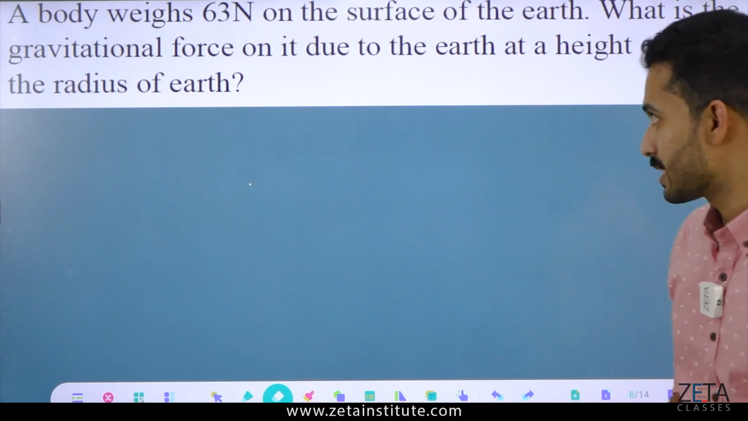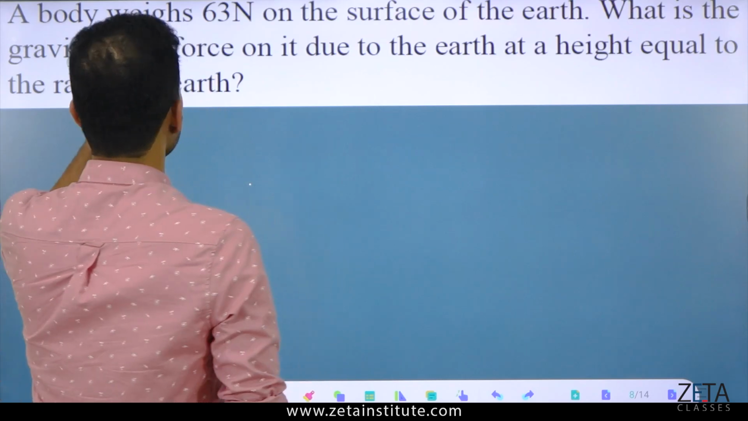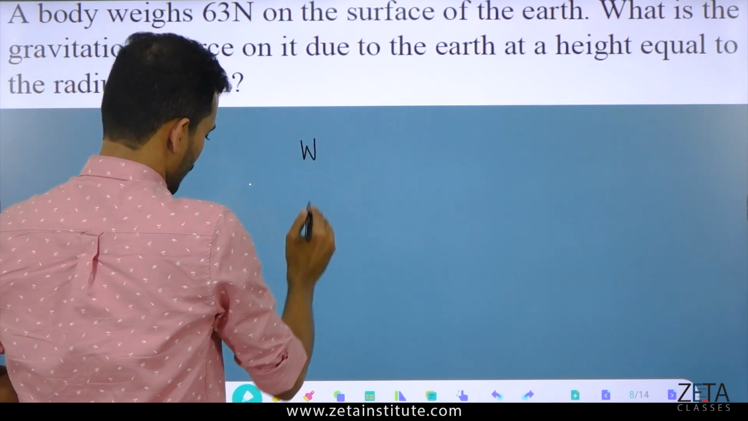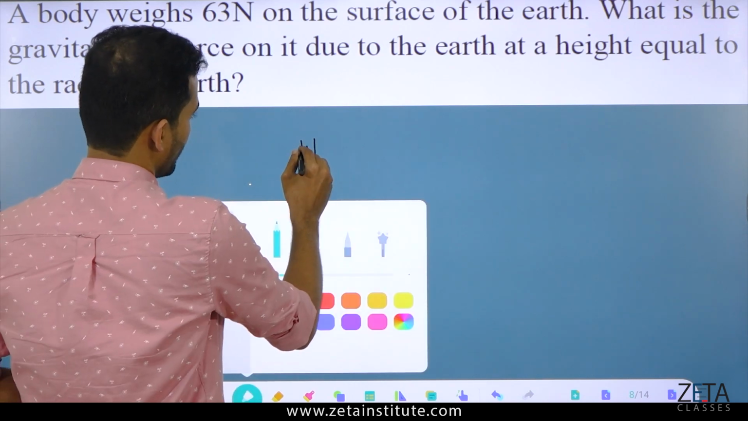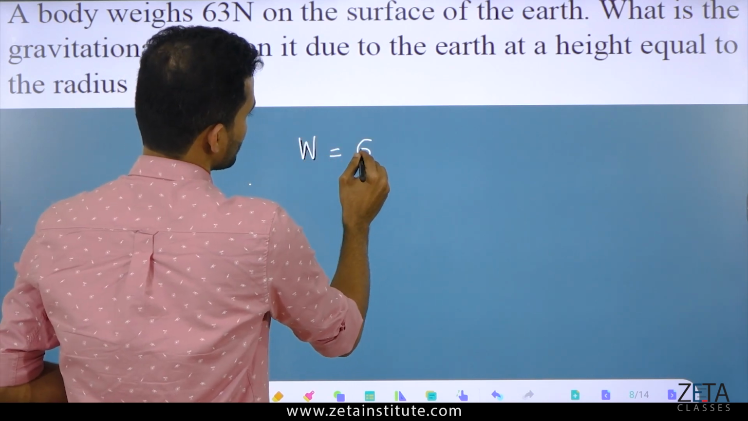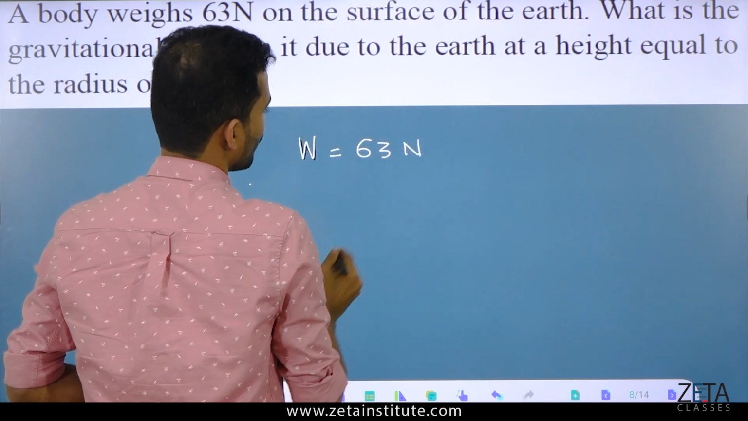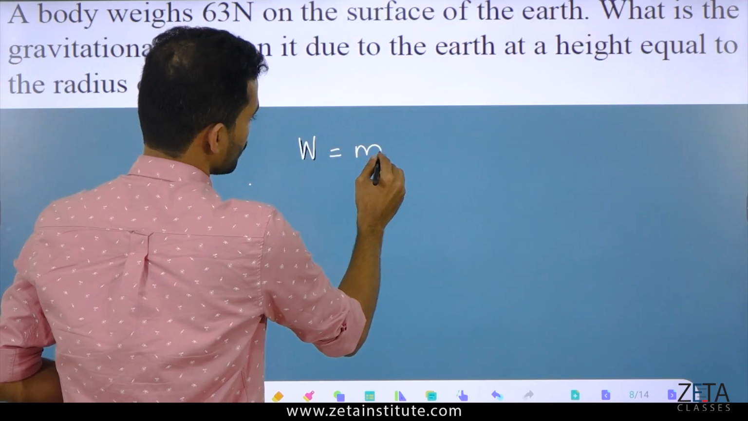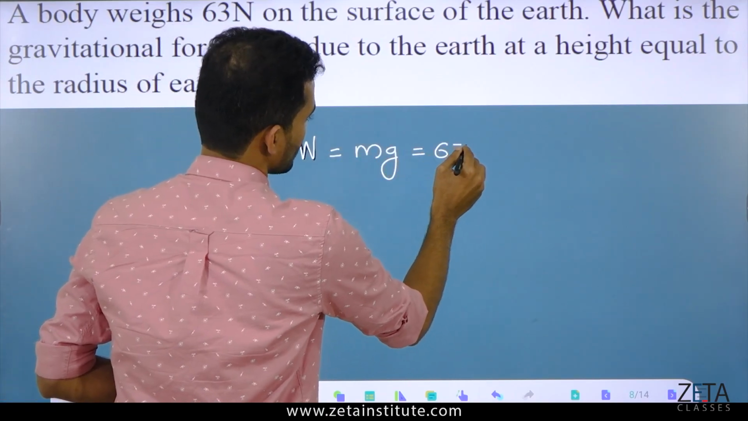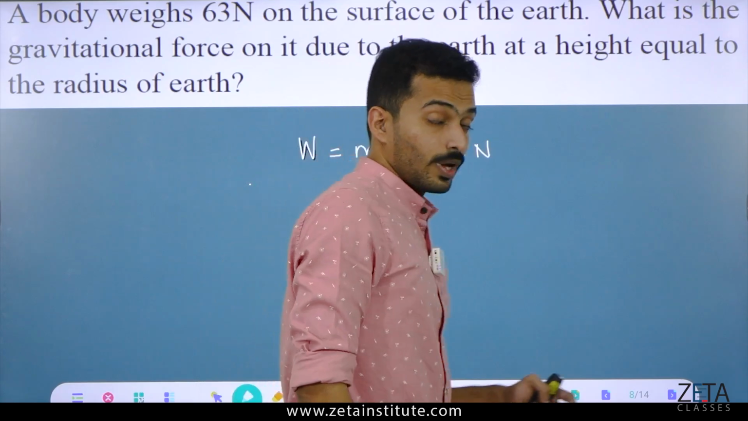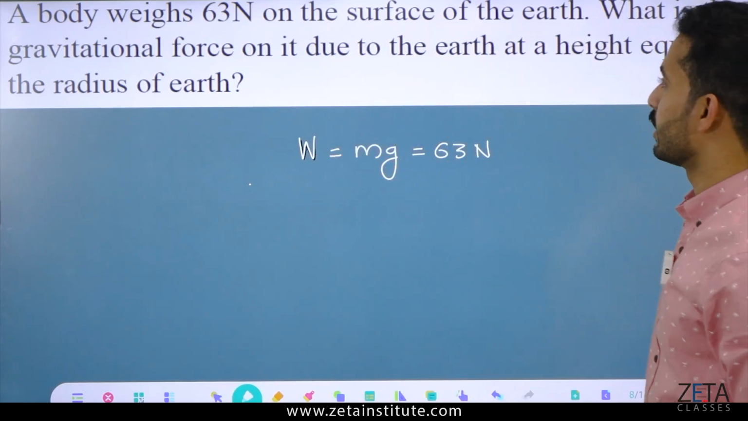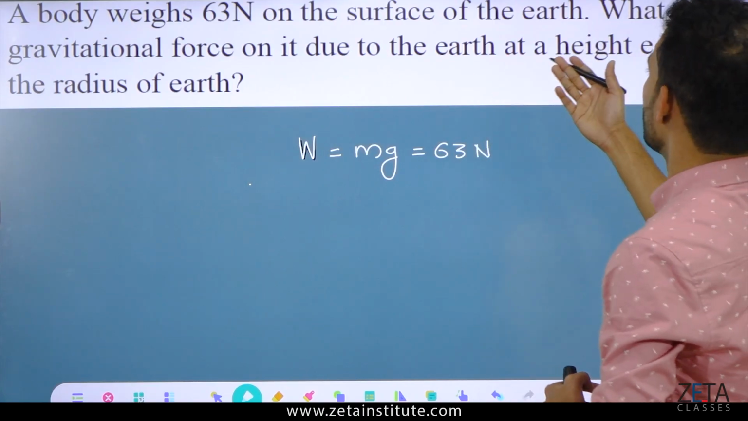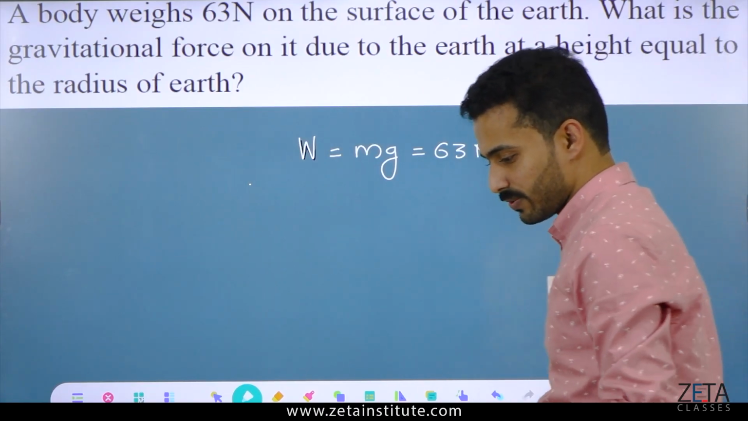So in the question, it is given that a body weighs 63 Newton on the surface of the earth. So the weight on the surface of the earth is 63 Newton. It is already given, or we can write the weight on the surface of the earth is given by mg, and that is equal to 63 Newton. What is the gravitational force? That means the weight on it due to the earth at a height equal to the radius of the earth.